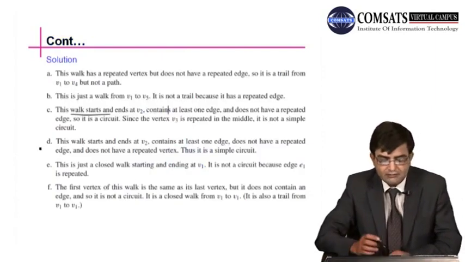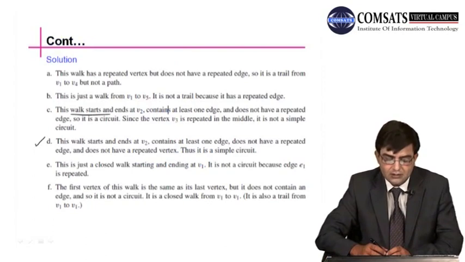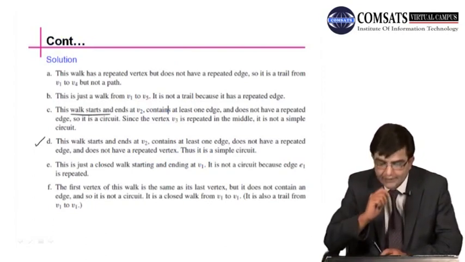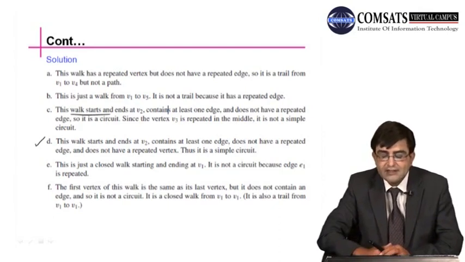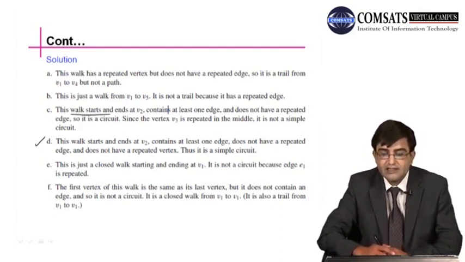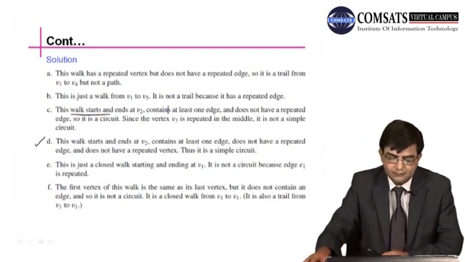In this part, this is a walk. This walk starts from V2 and ends at V2. Starting and ending point is same. Contains at least one edge. Doesn't have any repeated edge. Doesn't have any repeated vertex. So this is a simple circuit.